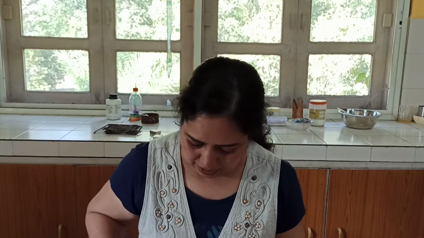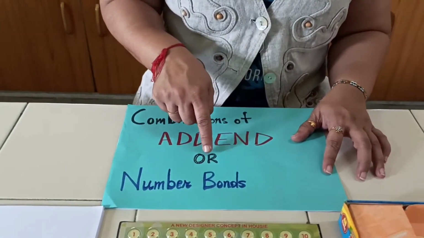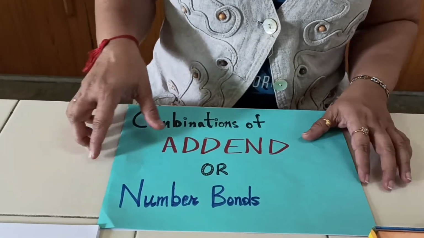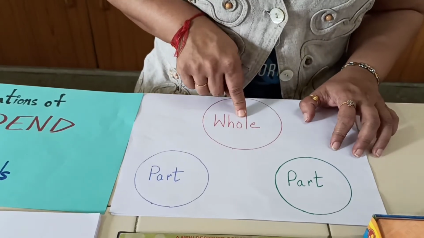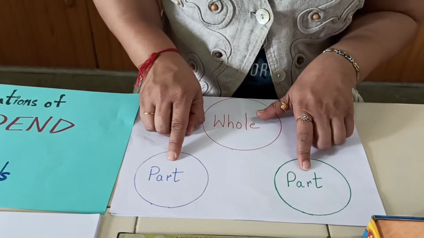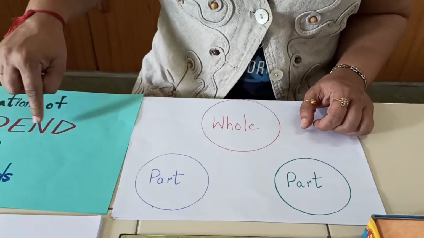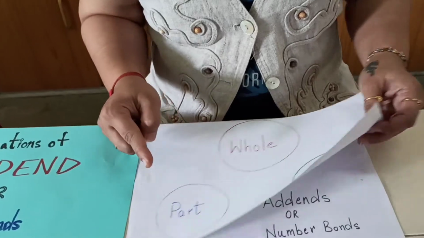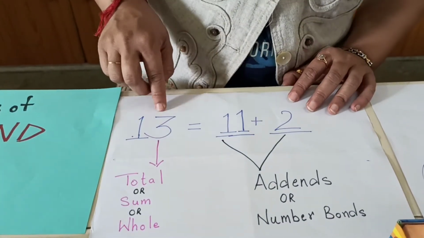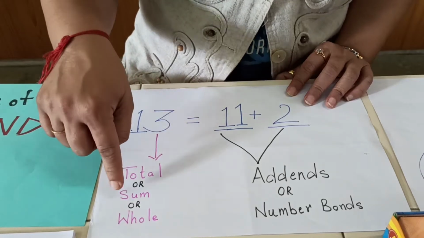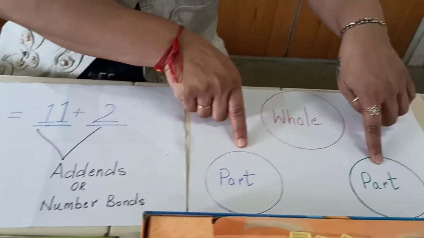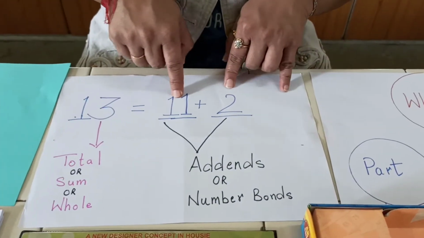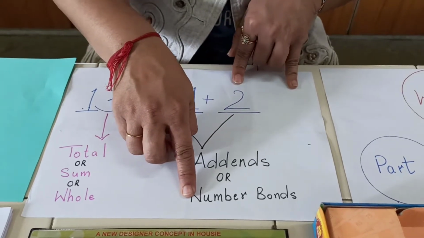Hello children, welcome back, and today we are going to learn combinations of addends or number bonds of double digit numbers. That means we are going to take any double digit as a whole, which we are going to divide into two parts. These parts are called addends or number bonds. As an example, if 13 is a whole number or the total or the sum, it is to be divided into two parts. These two parts are also called addends or number bonds.